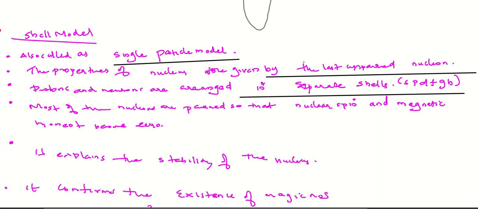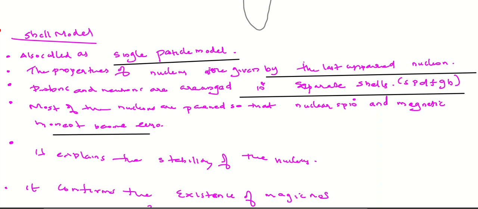Most of the nucleons are paired. Paired means there are no unpaired nucleons, so the nuclear spin and magnetic moment become 0.